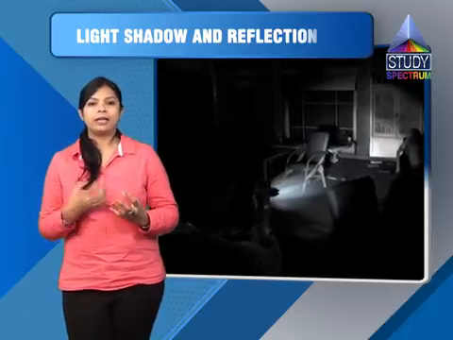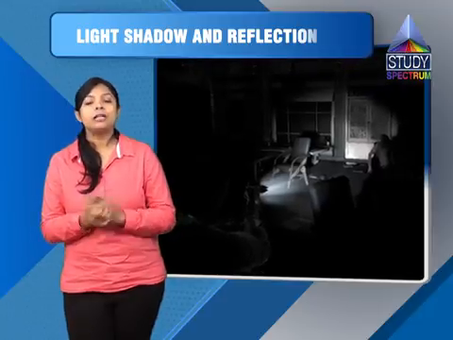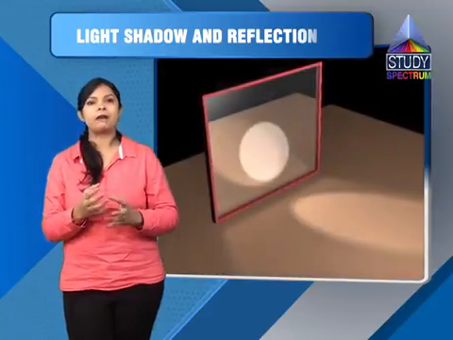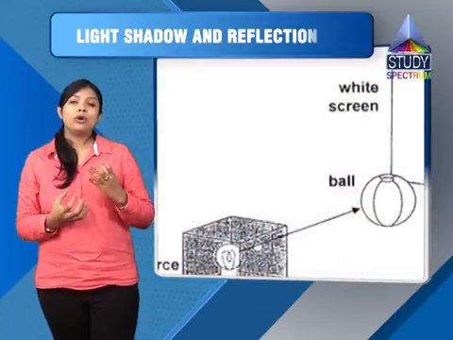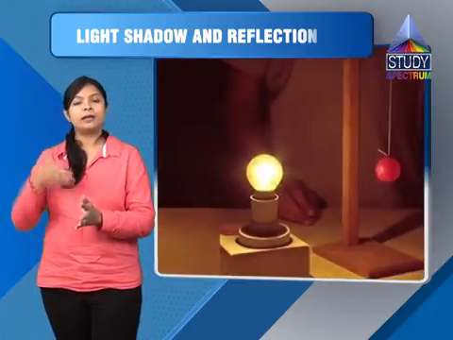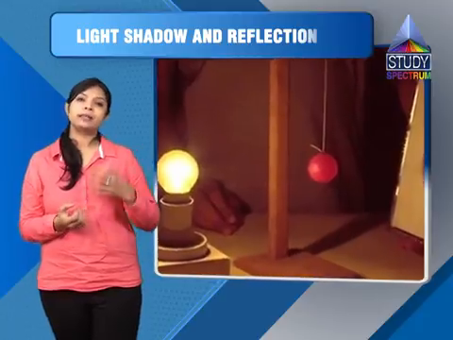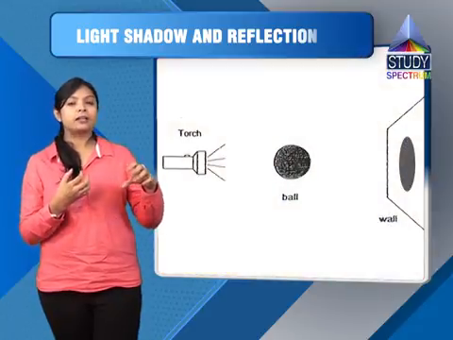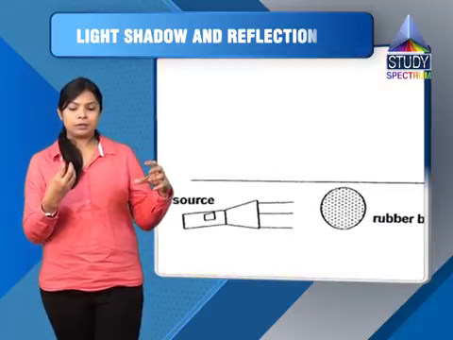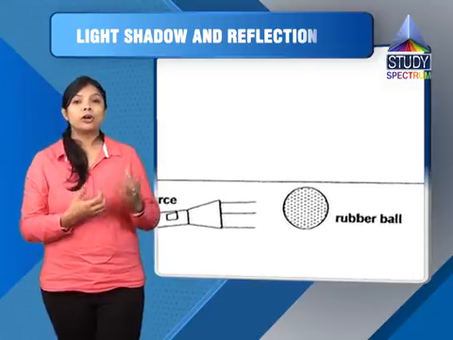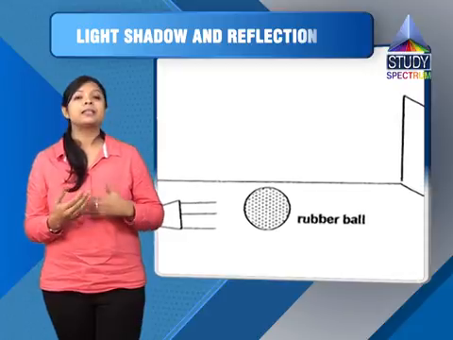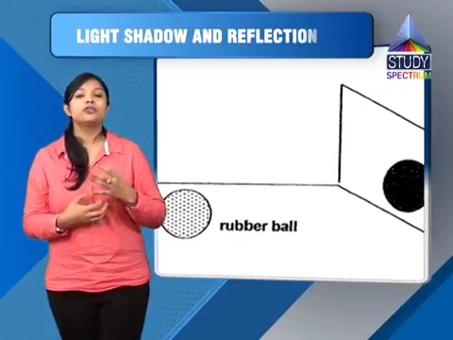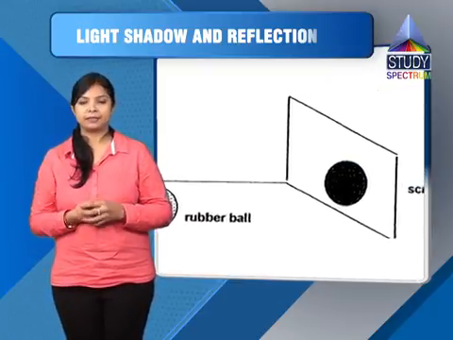Now place the ball on the path of light, between the torch and the screen. Now what you will see is that the shadow is forming on the bare wall. So it shows that you need some screen for the formation of shadow. Other than this, take the torch and move the ball towards the torch. You will see that the size of the shadow is increasing, but when you move the ball away from the source of light, the size of the shadow is decreasing.